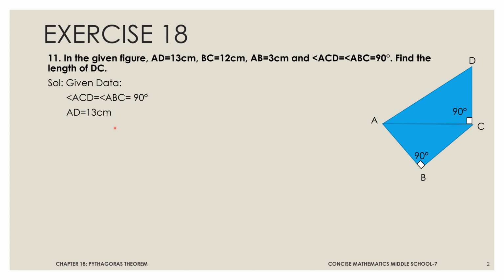AD is equal to 13 centimeter, that is A to D. This is the hypotenuse, that is AD is 13 centimeter. BC is equal to 12 centimeter. Here they have given BC is equal to 12 centimeter, that is B to C is 12 centimeter. AB is equal to 3 centimeter. Look here, A to B is 3 centimeter. And we need to find DC, that is this part. DC is equal to how much, right?